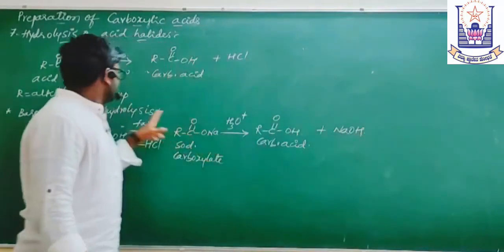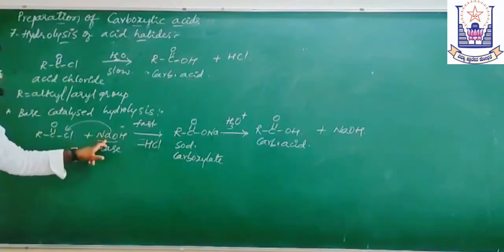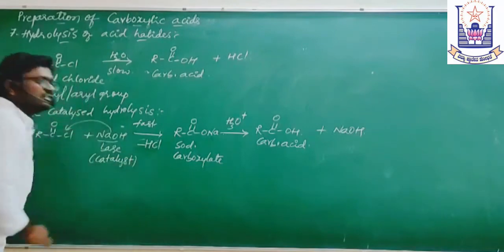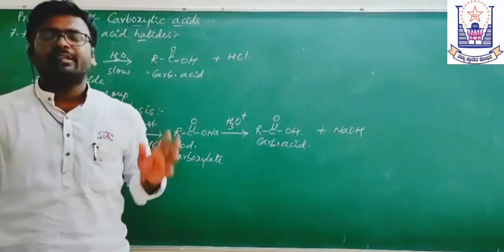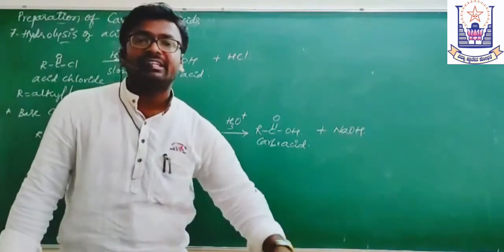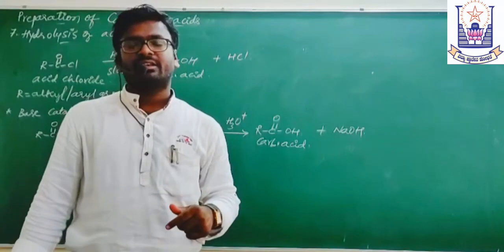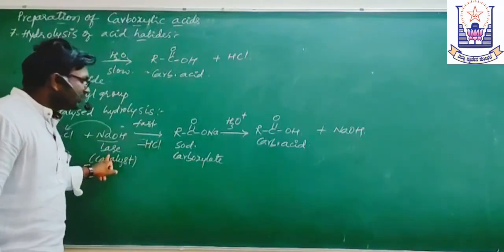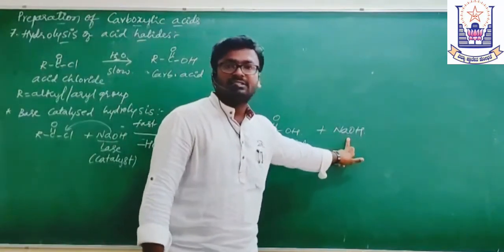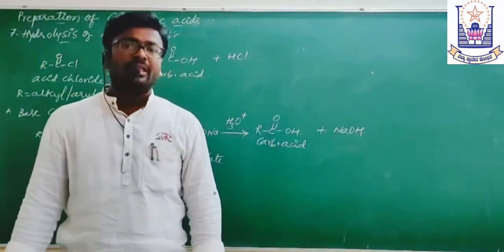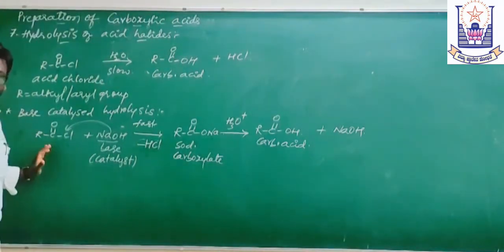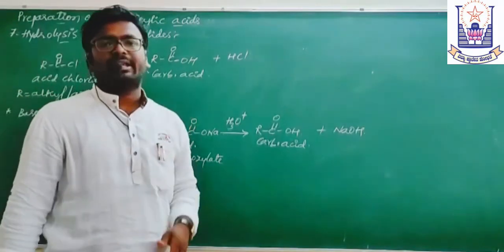See, this is a base catalyzed reaction. You are using base as a catalyst. What is the definition of catalyst? A catalyst is a chemical substance which increases the speed of the reaction, but it is not consumed in the reaction. It comes out as it is at the end of the reaction. Here you may take R as the alkyl group or aryl group. You need to practice that.